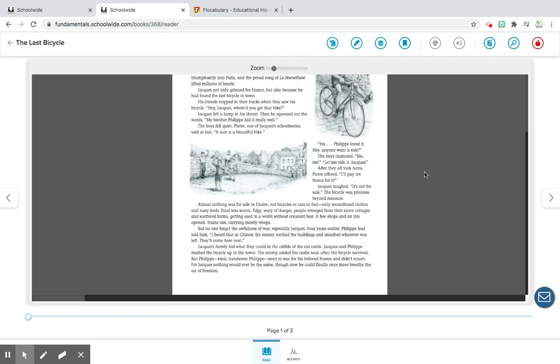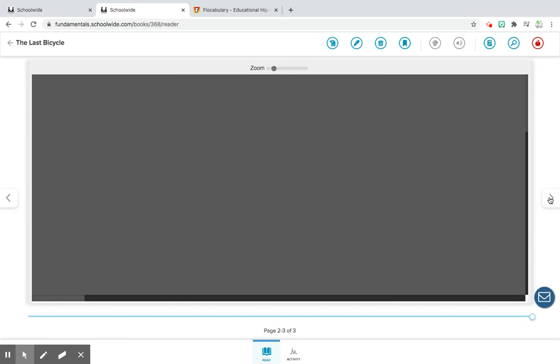So just from this beginning, I can see that this bicycle seems very, very important to Jaquise because why? It was a reminder of his relationship with his brother, and his brother has now passed away. So when he holds on to this bicycle, it helps remind him of his brother. He even says when one of the boys asks, "I'll pay you 10 francs for it," he says, "Whoa, this is not for sale because it's priceless beyond measure." That's how he feels about it. All right, so let's keep going.